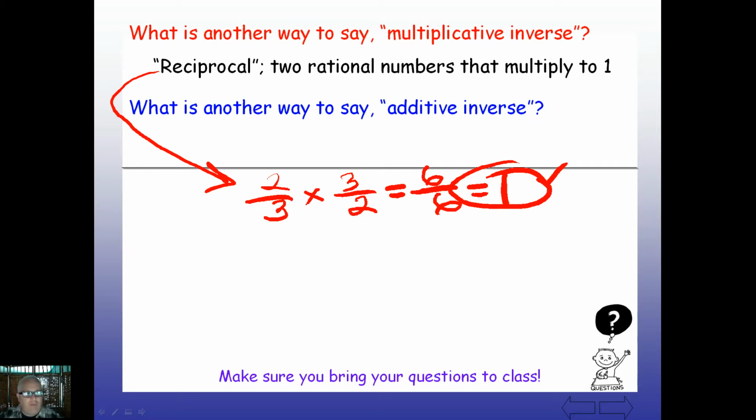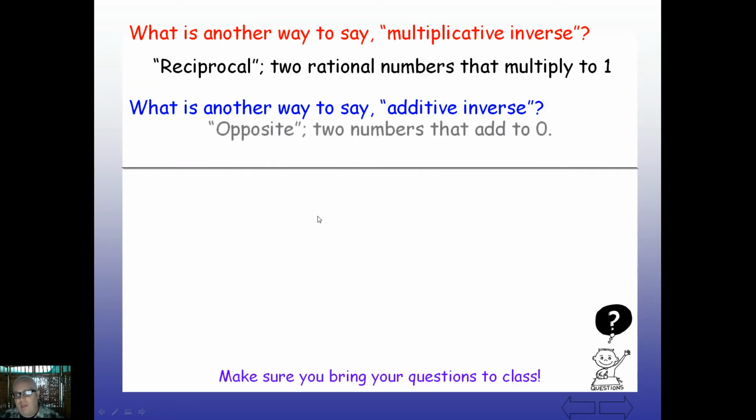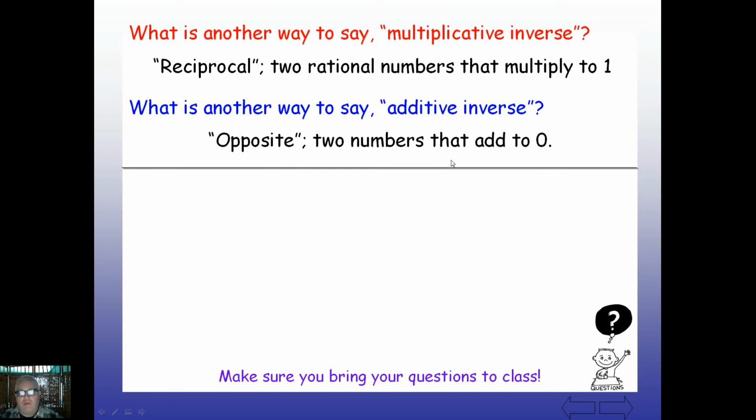And additive inverse, let me get rid of my work here. The additive inverse, the other way to say that, and probably the easier way to say it, is the opposite. These are two numbers that add to 0. Okay, additive inverse adds to 0, multiplicative inverse multiplies to 1.